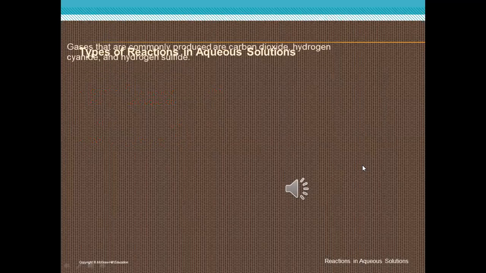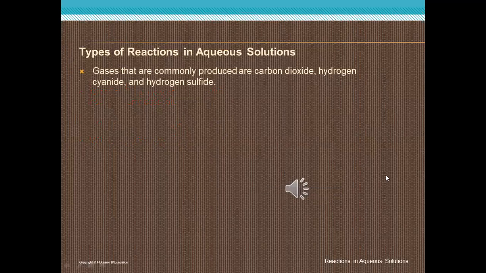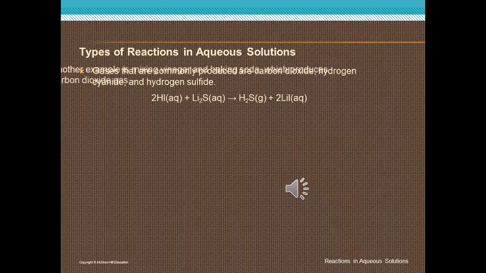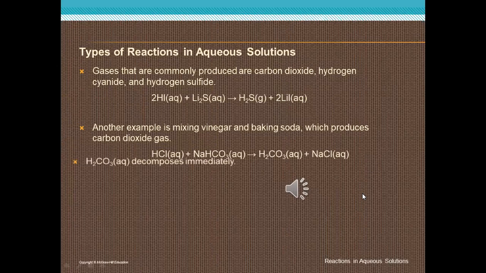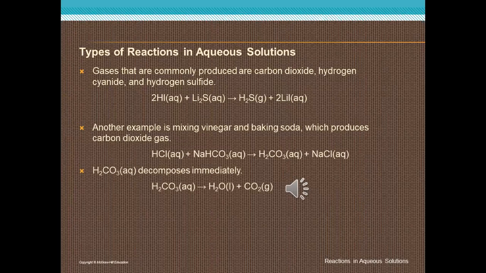Types of reactions in aqueous solution. To complete, listen please. Gases that are commonly produced are carbon dioxide, hydrogen cyanide, and hydrogen sulfide. 2HI(aq) plus Li2S(aq) gives H2S(g) plus 2LiI(aq). Another example is mixing vinegar and baking soda, which produces carbon dioxide gas. HCl(aq) plus Na2CO3(aq) gives H2CO3(aq) plus NaCl(aq). H2CO3(aq) decomposes immediately: H2CO3(aq) gives H2O(l) plus CO2(g).